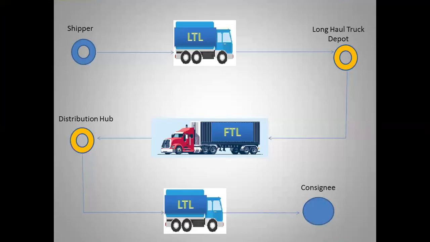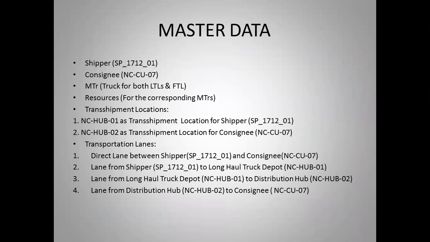So we are going to discuss this scenario in which the ordered product has been picked up from the shipper and through LTL it has gone to the long haul truck depot. From there through FTL it has reached the destination hub, which in turn has transported it to the consignee through LTL.